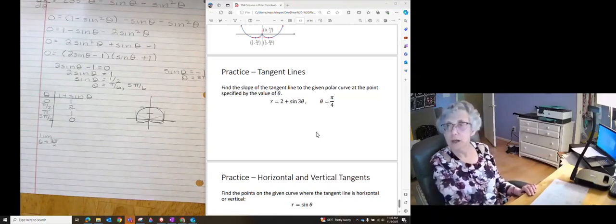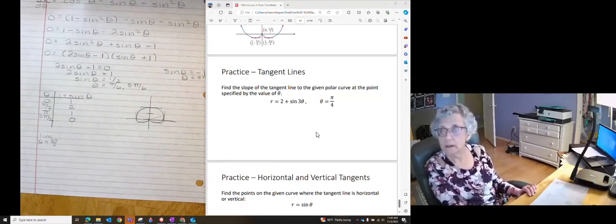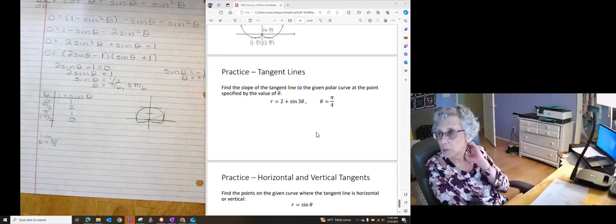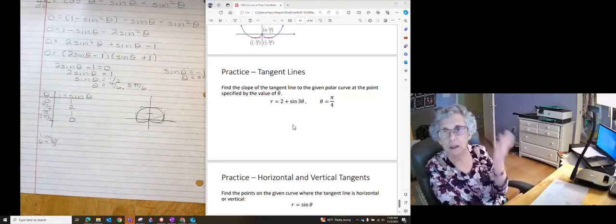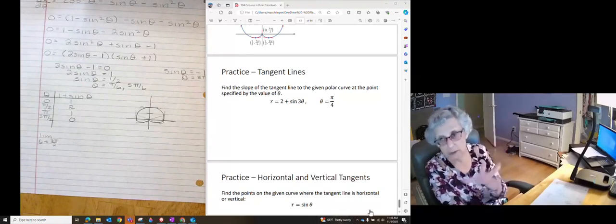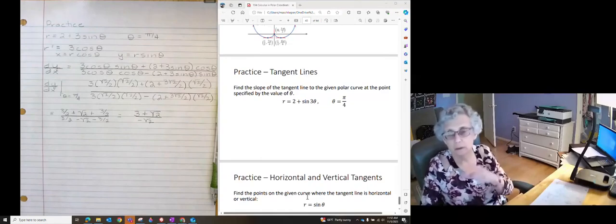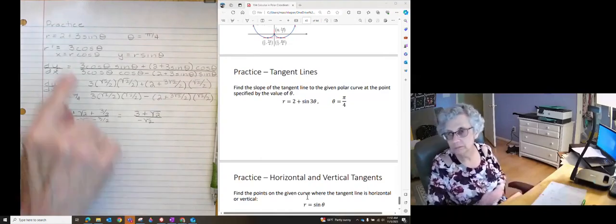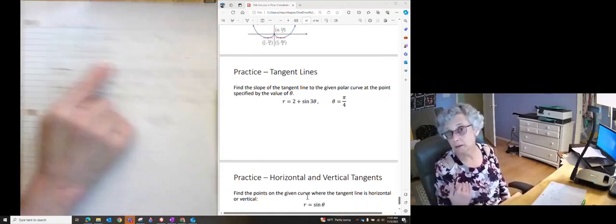Okay, try this one on your own. Find the slope of the tangent line to the given polar curve at the point specified by the value of theta. Easy. Find the derivative, plug in pi over 4. Go. This is what I got.